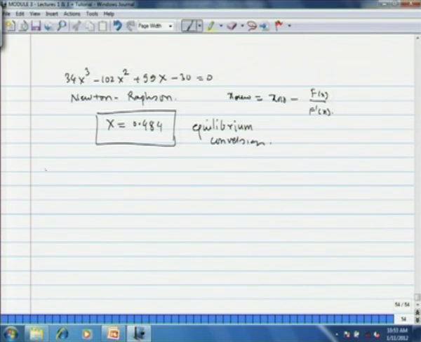Now the second question is about determination of the catalyst weight required for 95% of this conversion, sorry, 95% of conversion.